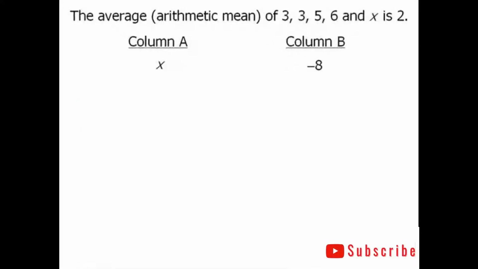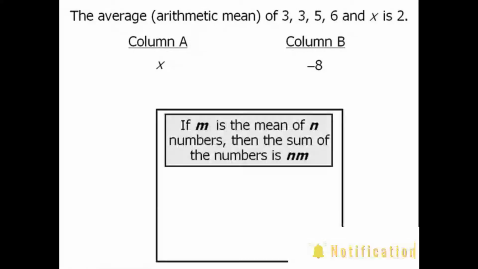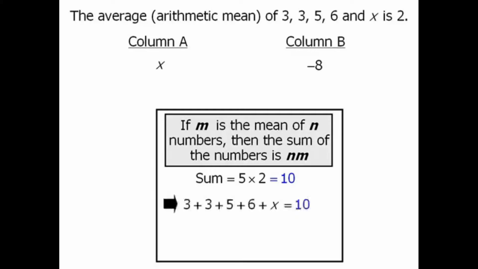Alright, the question tells us that the average of 5 numbers is equal to 2. So by applying the following rule, we know that the sum of those 5 numbers will equal 5 times 2, or 10. Now if the sum of the 5 numbers is 10, we can write the following equation. From here we'll simplify the left-hand side, and finally we'll subtract 17 from both sides to get x equals negative 7. So column A equals negative 7, in which case column A is greater than column B, and our answer is A.